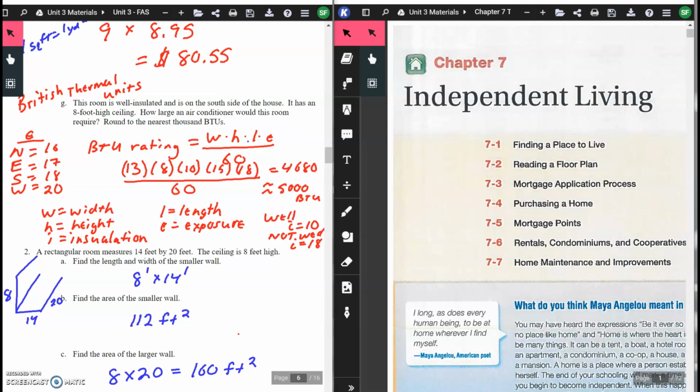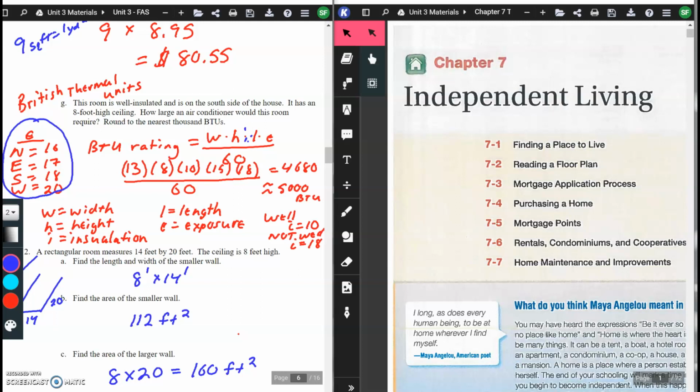Okay, we use a system. Your BTU rating is a formula right here. BTU rating equals W times H times I times L times E, divided by 60. Okay, this should be an I here. Where W is your width, H is your height, I is your insulation number, L is your length, and E is your exposure. Your exposure conversion chart is over here off to the side, so this is going to be important to keep. North is 16, east is 17, south is 18, and west is 20.